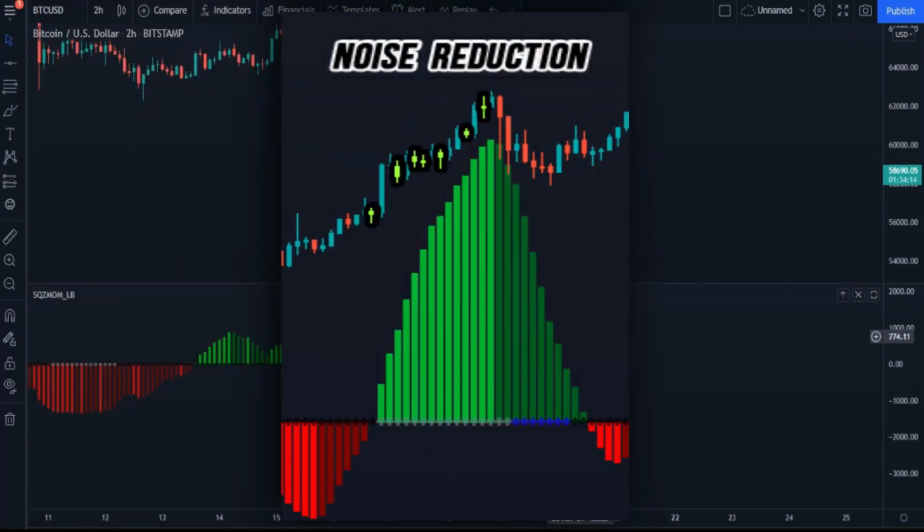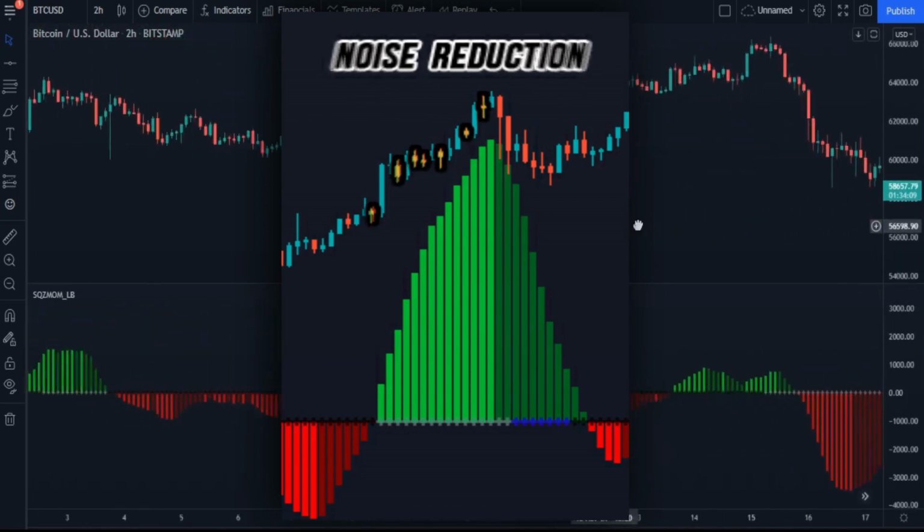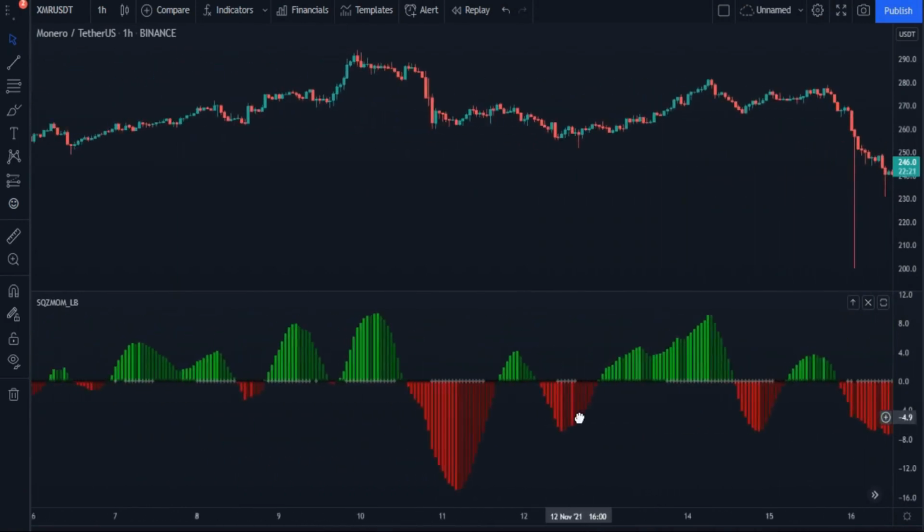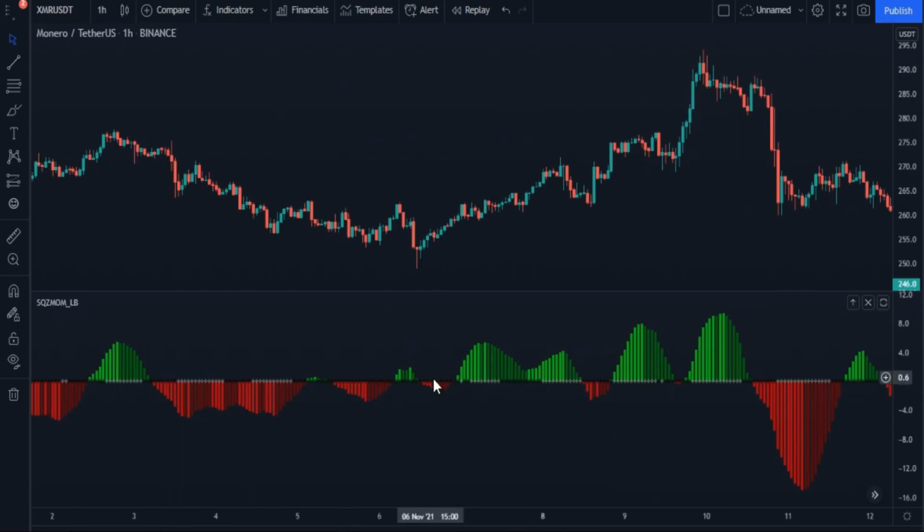In summary, this indicator acts as a filter for Japanese candles and attempts to filter the results with uniform colors to help reduce noise when trading. But with all this, there are still many false signals, like the little mountains that we see here.